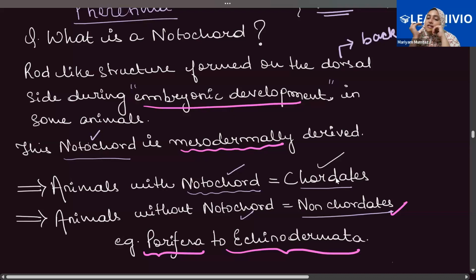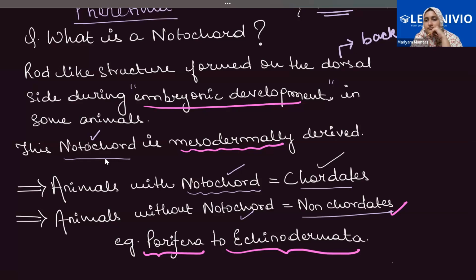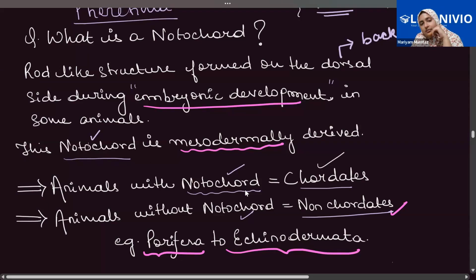All meaning every single organism that comes under chordates. Yes. What is notochord then? Notochord is a rod-like structure. What is the difference between notochord and chordate? The animals with notochord are chordates. Chordates is the name of the group, the name of the phylum.